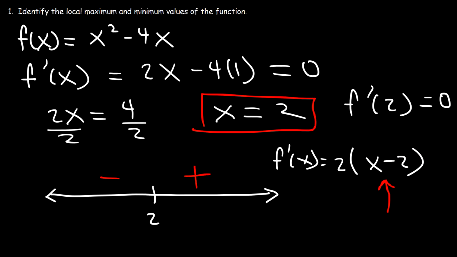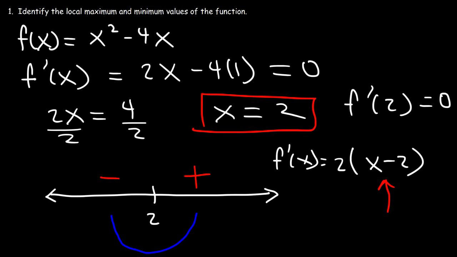So if the derivative changes from negative to positive, do we have a local max or a local min? When the first derivative is negative, the function is decreasing. When it's positive, it's increasing. So therefore, this is the shape of a local min. So we have a local minimum at x equals 2.